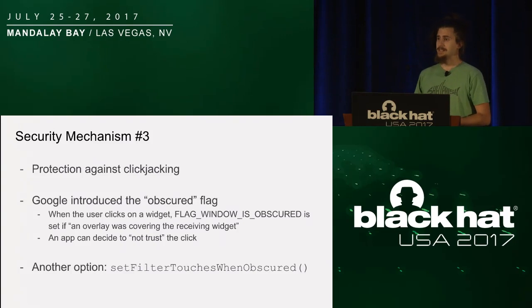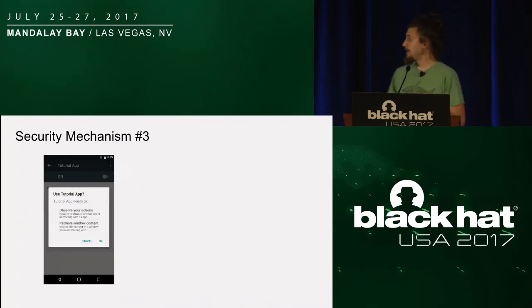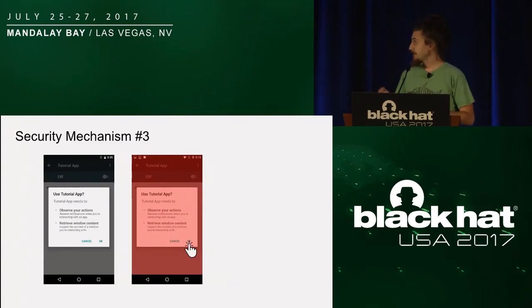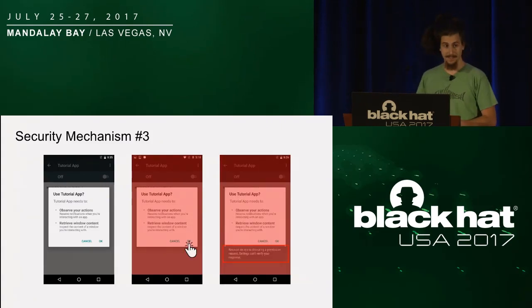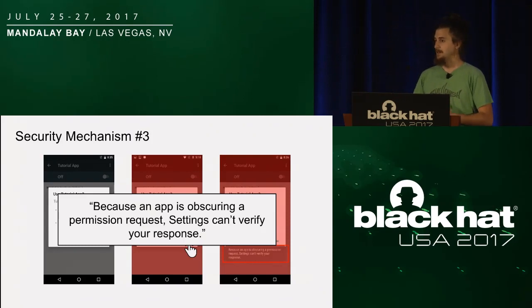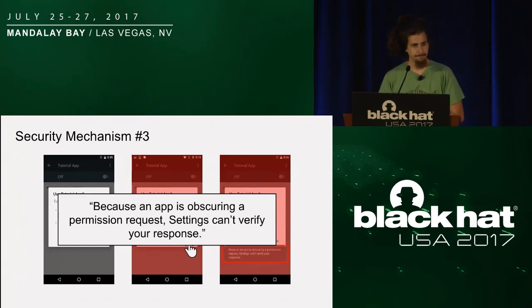Okay? So the way it's implemented in the accessibility service is the following. Let's say we have this view. Let's say we cover it with an overlay. If the user clicks here, they're going to get a pop-up like this, where it says, because an app is obscuring me, I'm not going to trust you. Please disable whatever overlay you have, but there is no way I'm going to trust this click. Why? Again, for preventing clickjacking.